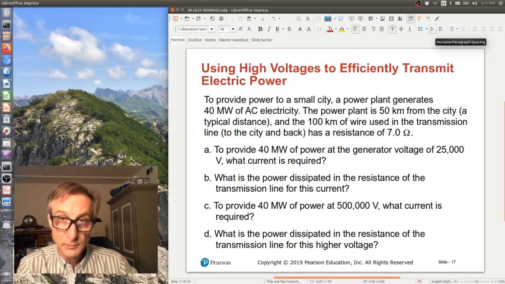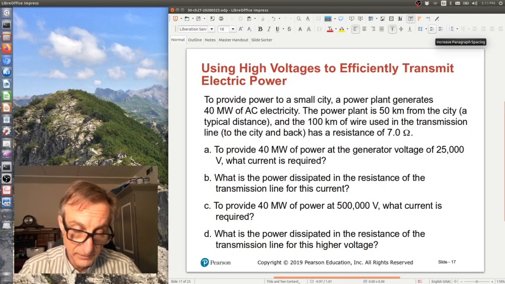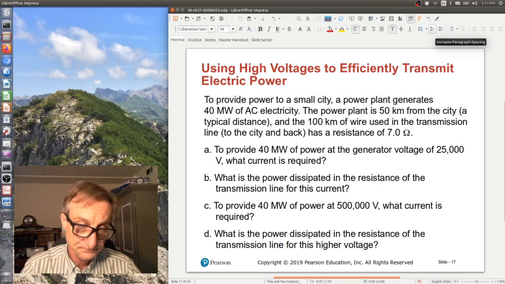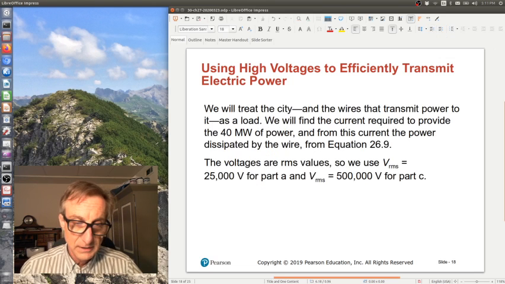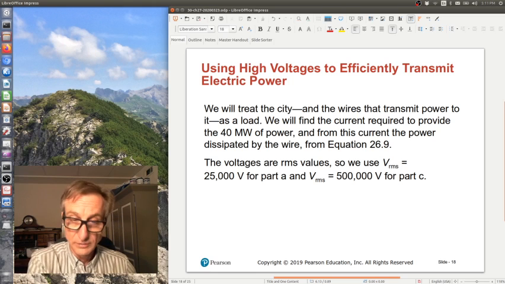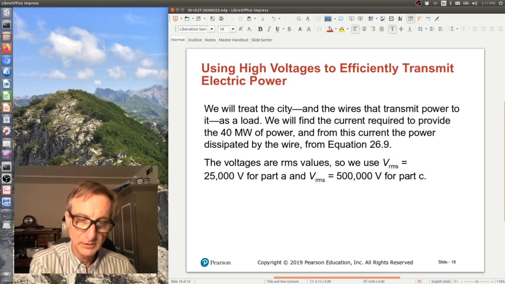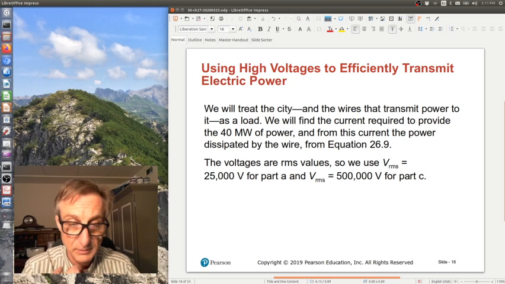Alternatively, we could transport it at 500,000 volts. So part C says, to provide 40 megawatts of power at 500,000 volts, what current is required? And then D, what is the power dissipated in the resistance of the transmission line for this higher voltage? So let's treat the wires that transmit the power to the city, and the city itself, as one large load that is being powered by this power plant.